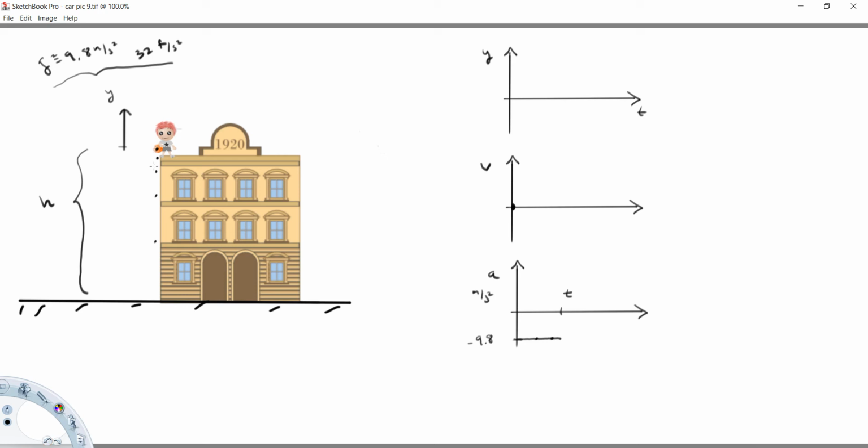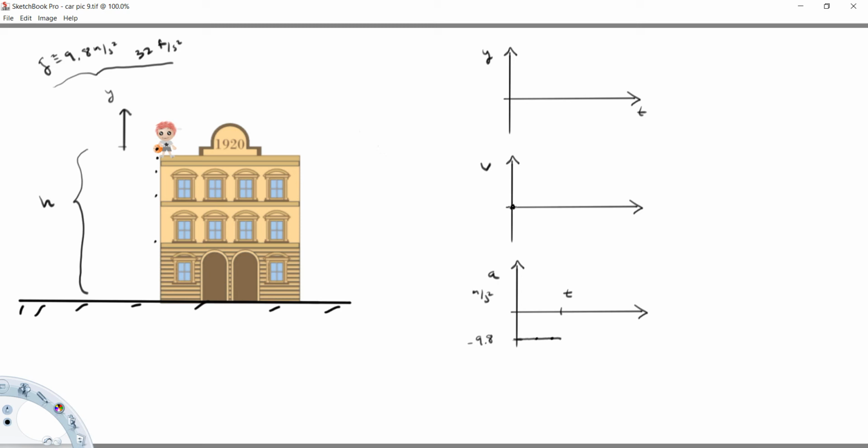Had Timmy thrown the ball down first, we would have an initial velocity that's downward, or in other words, some negative initial velocity. This graph would start down here somewhere. But sticking to the example at hand, assuming Timmy just lets it go from rest, we would assume at t equals 0, that graph would start here.